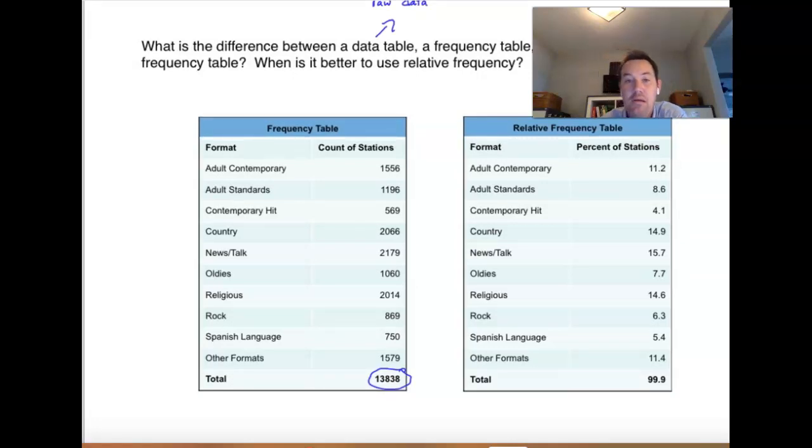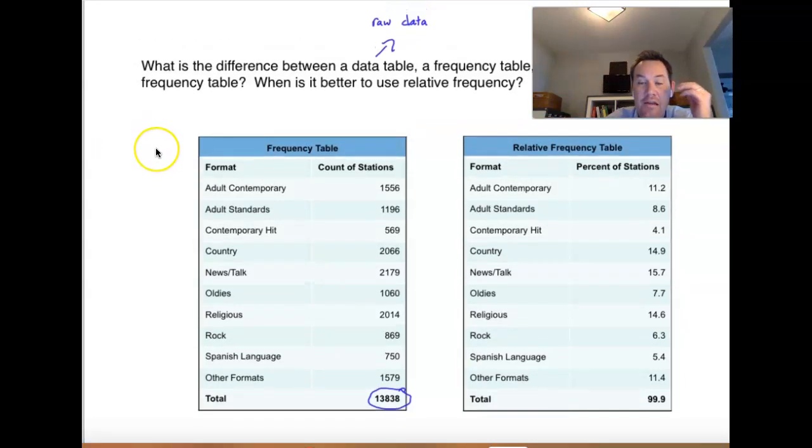So in this case here, that would be like if I had a table that just listed out every single one of the 13,838 radio stations. That would be a really big table, so I don't have that here.